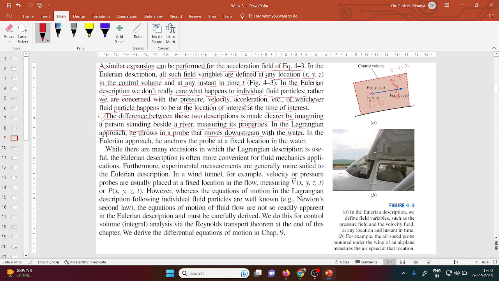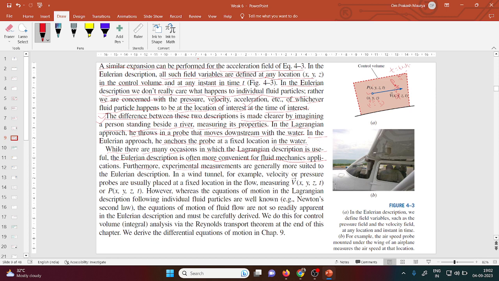So what will the person do if he wants to measure something based on the Lagrangian concept? He throws the velocity measuring device in the river, and it moves downstream with the fluid and measures how the fluid is moving and how the velocity of the fluid is changing. So this is the concept of the Lagrangian. In the Eulerian approach, he anchors the probe, which means he fixes the measuring device at a fixed location in the water. This is the concept behind the Lagrangian and Eulerian descriptions. While there are many occasions in which the Lagrangian description is useful, the Eulerian description is often more convenient for fluid mechanics applications.